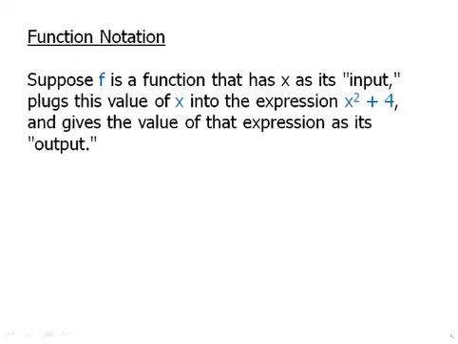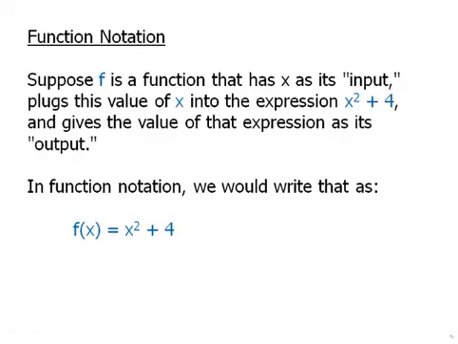Suppose f is a function that has x as its input and plugs this value of x into the expression x squared plus 4 and gives the value of that expression as its output. In function notation, we would write that as f of x equals x squared plus 4. In other words, this is the rule that says, give me any value of x, and I will square it and add 4. That rule is formalized in this function, f of x equals x squared plus 4.